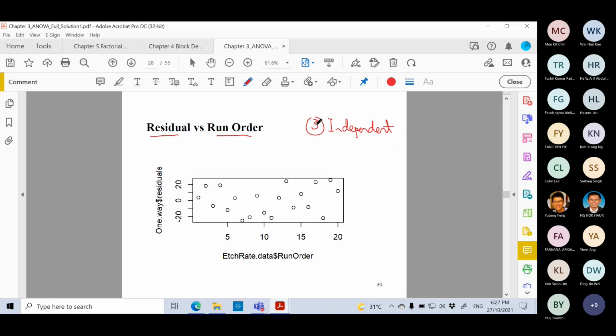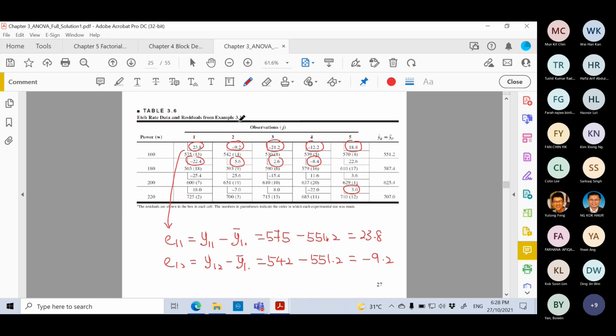Then the third one is independence. Are the observations you obtain independent or dependent? Therefore, we plot the residue versus the run order. How I get the run order is just now here. The numbers 13, 14, 8, 5, and 4 are called the run order. The run order means which observation you run first. Because if you do the randomization, every student will get a run order.